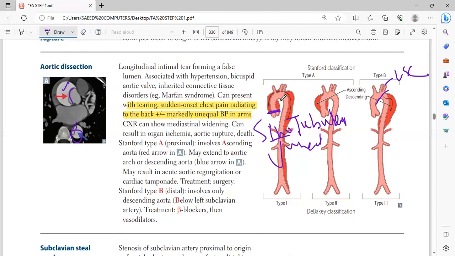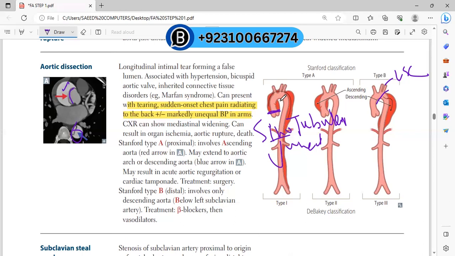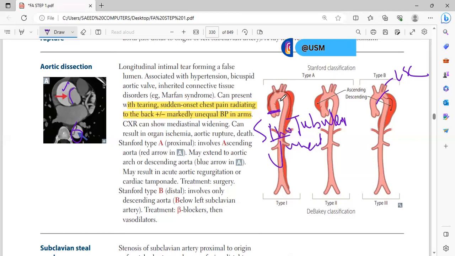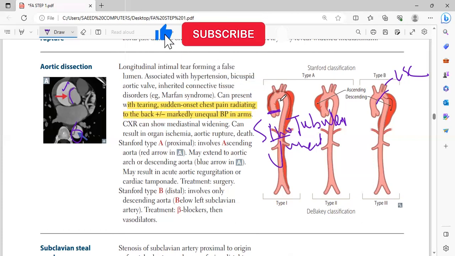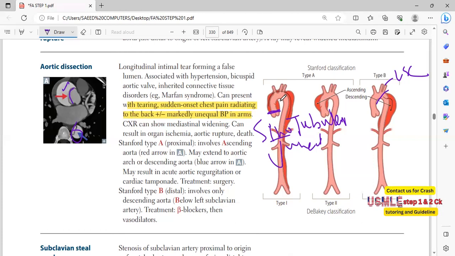If aortic dissection progresses toward the aortic root, it can cause aortic regurgitation and tamponade. It can also cause MI, because the dissection can block the coronary artery ostia. Also, you can have stroke due to carotid artery involvement, Horner syndrome due to sympathetic chain involvement, and vocal cord paralysis. You can also have renal ischemia. So remember this.